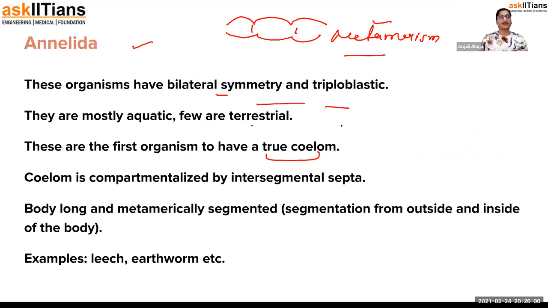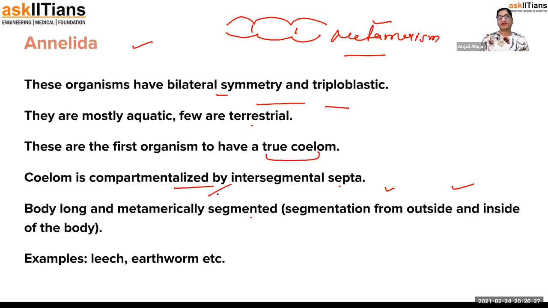So they have a true body cavity and compartments which are intrasegmental septa, body long and metamerically segmented. Segmentation that you have to remember is outside and inside, because once you start learning about segmentation, you have to remember whether it is present outside or inside. If you have an MCQ asking which one of the following is an internal external metamerism, that's the answer. So that's it about the annelida.